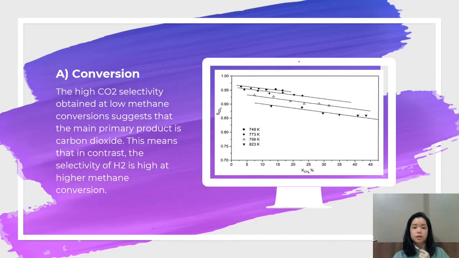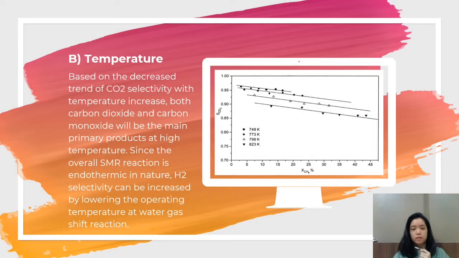Based on this graph, as you can see, the selectivity of H2 is high at higher methane conversion. The next factor is temperature. H2 selectivity can be increased by lowering the operating temperature of the water gas shift reaction.